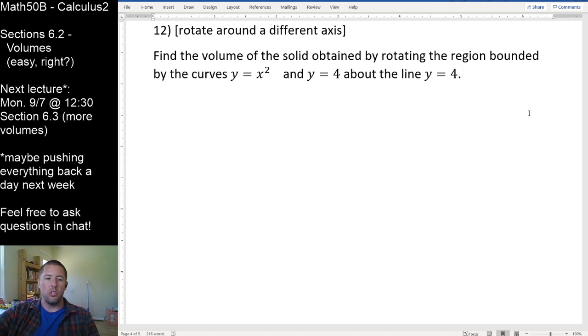As usual, let's draw the important pictures. I want a two-dimensional picture and maybe a three-dimensional picture to go with this. Find the volume of the solid obtained by rotating the region bounded by the curves y equals x squared and y equals 4. So, y equals x squared.